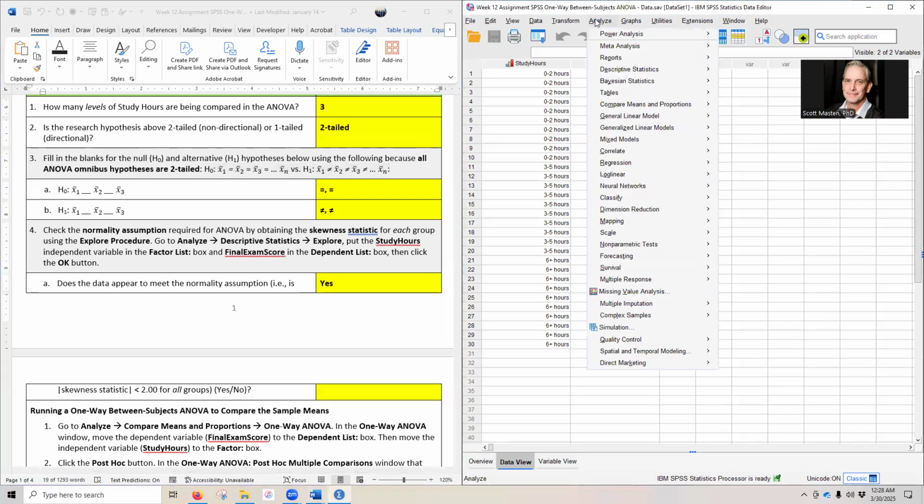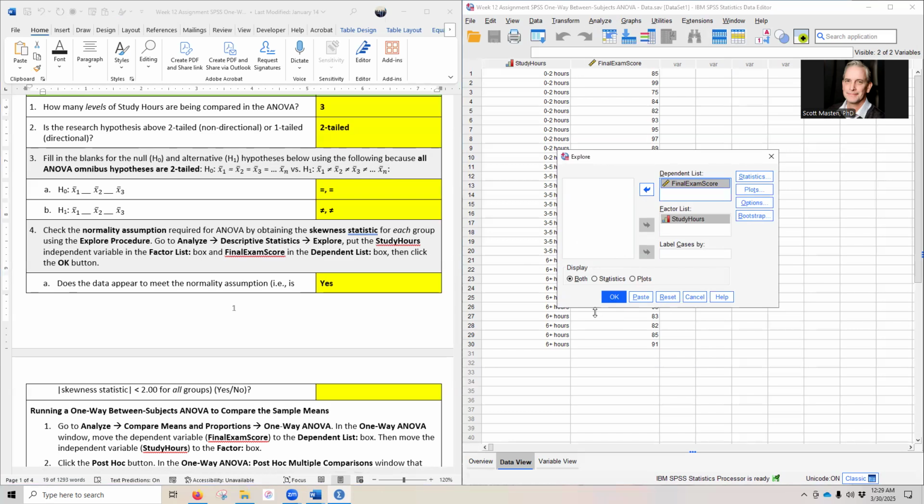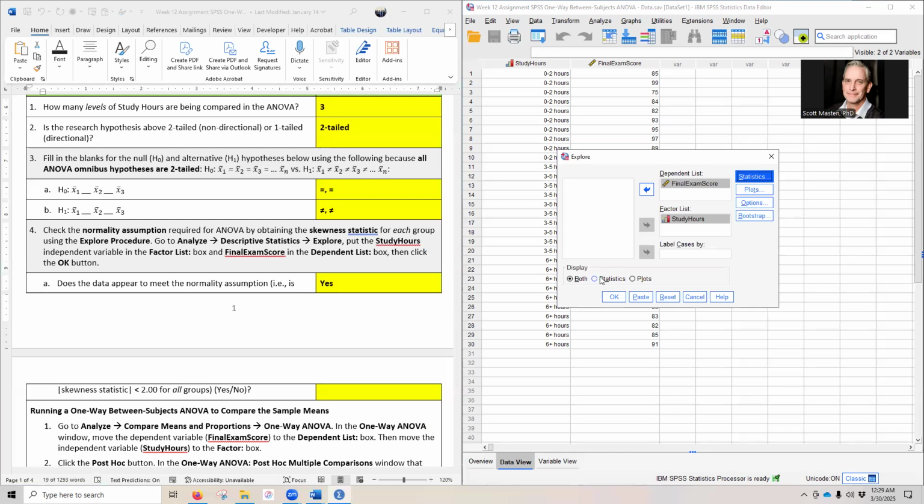So we've got to test the normality assumption. Many ways to do that. I suggest you go over to descriptives and then go down to explore. We'll put study hours as our factor. It's our independent variable. Final exam scores are the dependent variable. And under statistics, we just got to make sure we're getting good stuff. I think it comes default as part of just descriptives. So we click OK and we click OK.